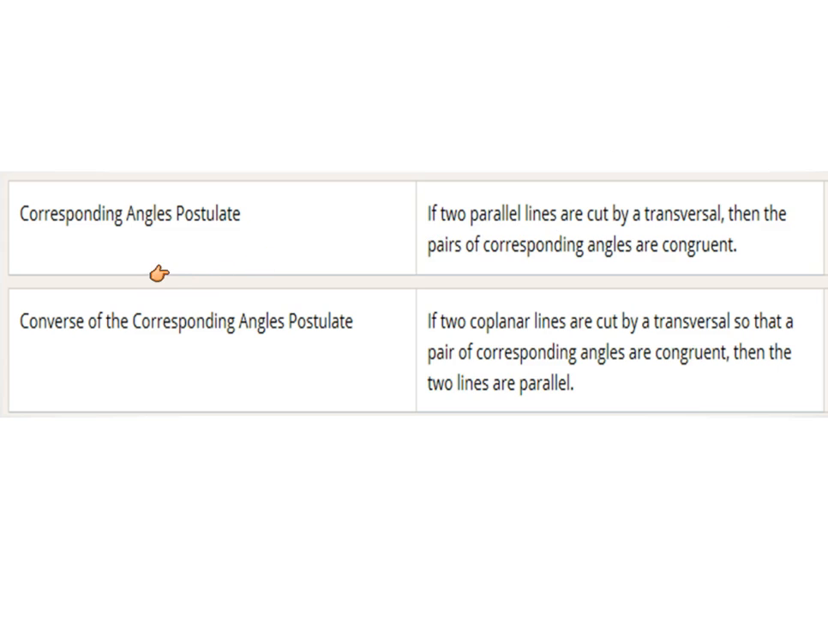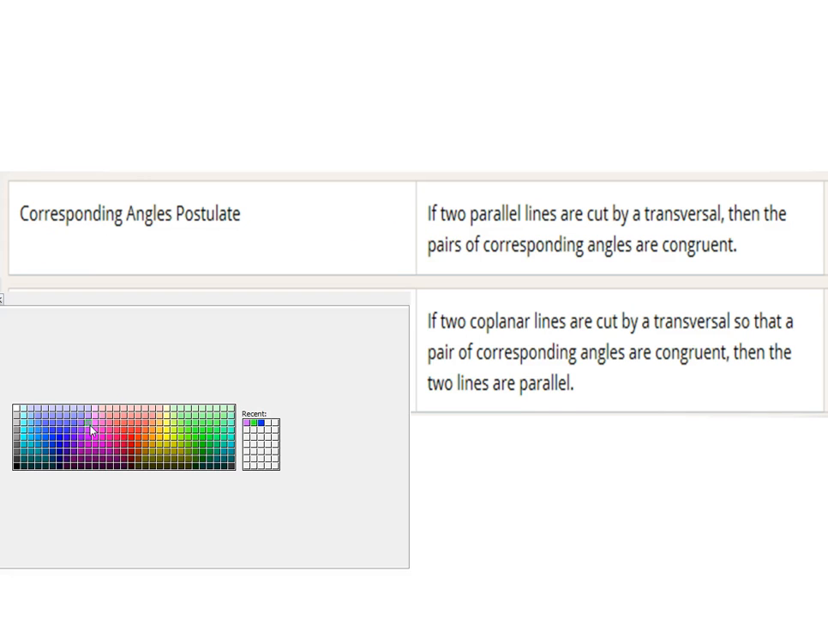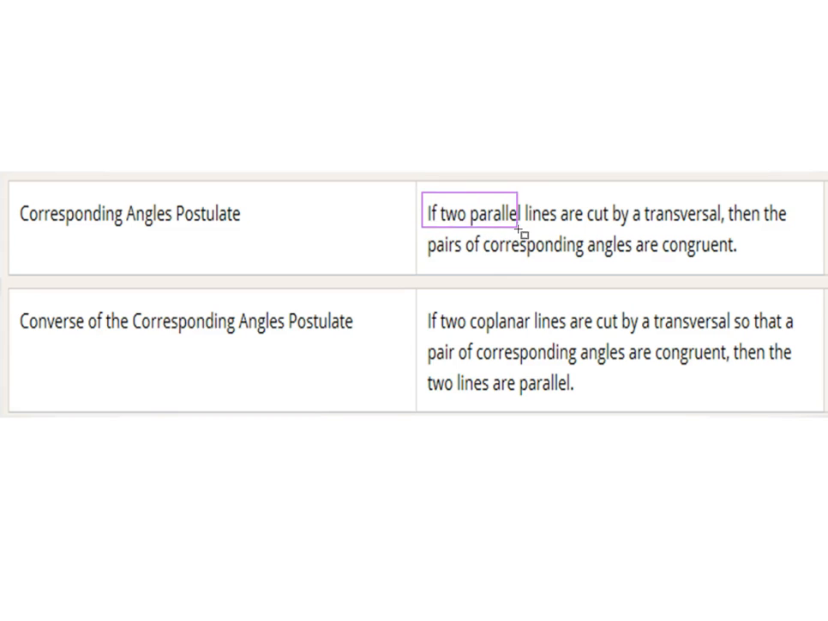So there's two postulates that can be used in a theorem. If you are looking at a picture and the angles are congruent, then that means that the lines must be parallel. So what we're showing you here is two ways of using this fact. If you have two parallel lines and a transversal, then the corresponding angles are congruent. That is the corresponding angles postulate.